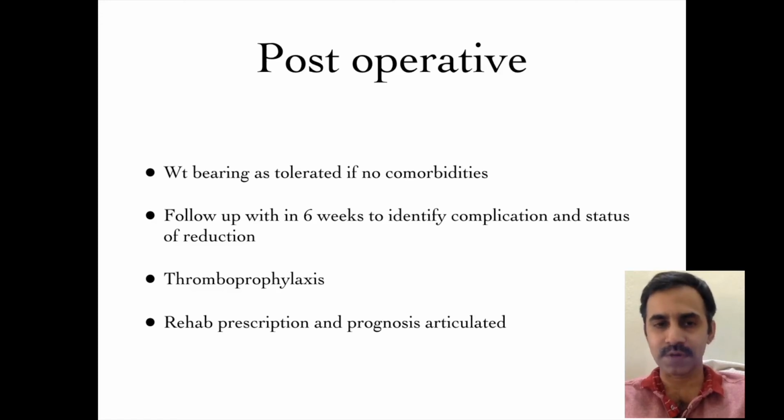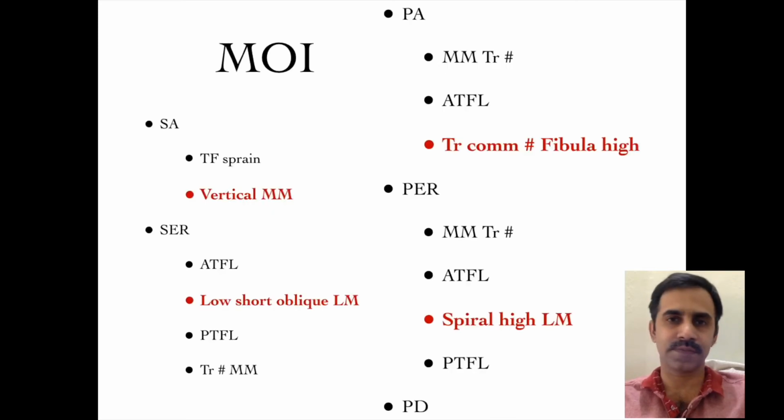Thromboprophylaxis may be given as the case may be. The rehab prescription and prognosis have to be specifically articulated to the patient beforehand. We'll come back to the Lauge-Hansen classification, which we can remember includes the mechanism of injury also. We can also remember the mnemonic: SA, SER, PA, PER, PD. SASSER, PAPER, PD.